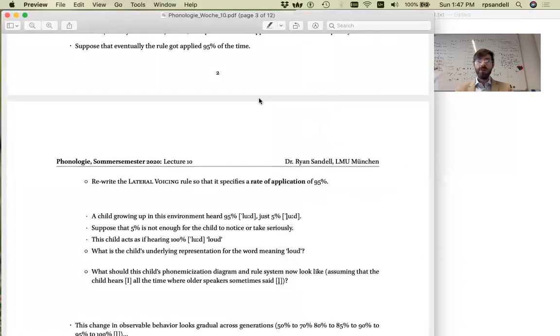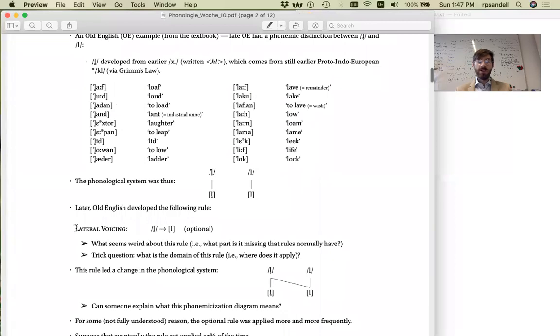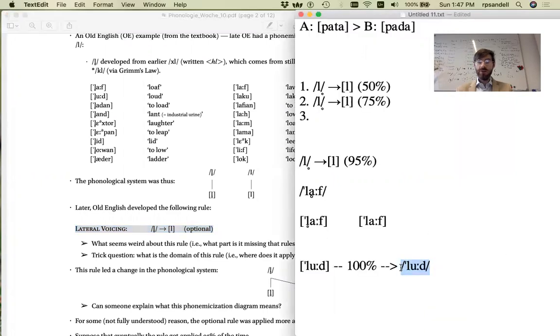If we go back to the period before the optional process of lateral voicing existed in the language whatsoever, we now see a change in underlying representations. So initially, at some earlier phase, we can call it stage A, the underlying representation for the word for loud had a voiceless lateral approximant, but at a later stage, let's call this stage B, this same lexical item now has a voiced lateral approximant.